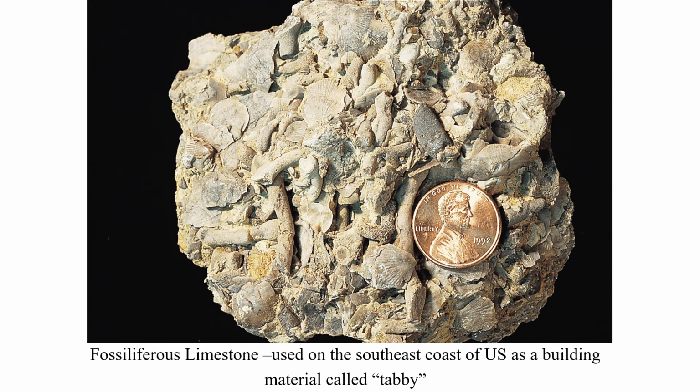This is fossiliferous limestone again. You can see these shells in here. You can have no problem picking these out. They've been cemented together, and in the southeastern part of the country, coastal Georgia and coastal South Carolina, they used this as a building material from the 1700s on. So you can go there and see these buildings that are constructed out of these blocks of tabby, which is what the local name for it is.